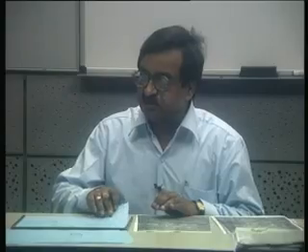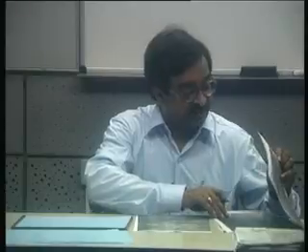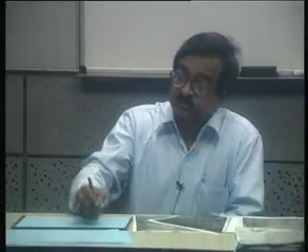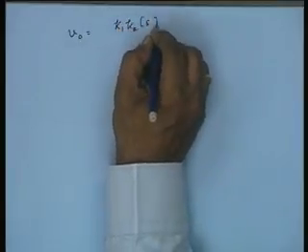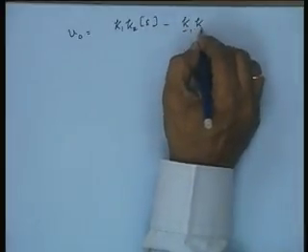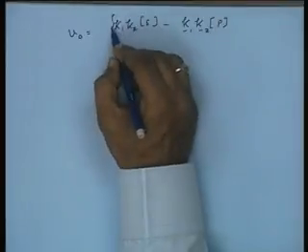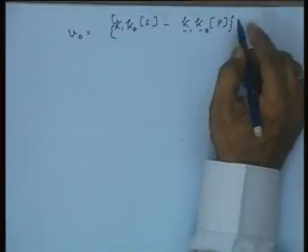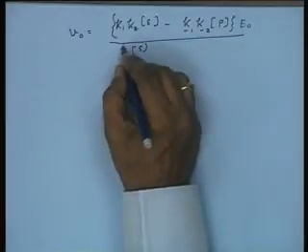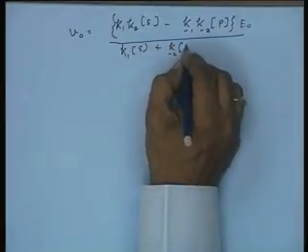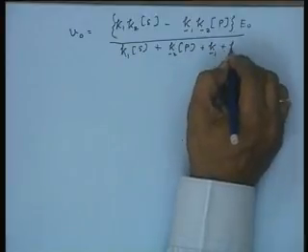Now, just to continue on the Briggs and Haldane kinetics based on the reversible enzyme catalyzed reaction, if you recall, what we got was V naught is equal to K1 K2 into S minus K minus 1 K minus 2 P, whole times E naught, upon K1 into S plus K minus 2 into P plus K minus 1 plus K2.